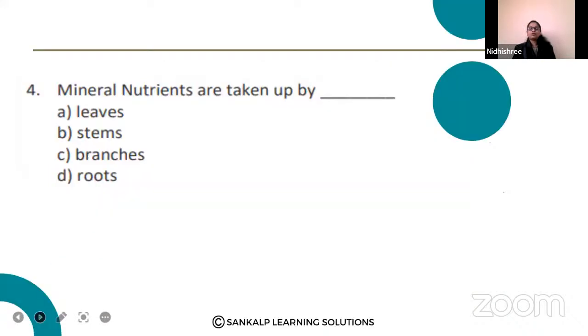Okay. Next question, fourth question goes like this, guys. Mineral nutrients are taken up by option A, leaves, option B, stems, option C, branches, option D, roots. Option D, option D. Okay, fine. Saundarya, Vidya voted for option D. So that is roots. So minerals and nutrients will be absorbed by the roots. So option D is the right answer in this.